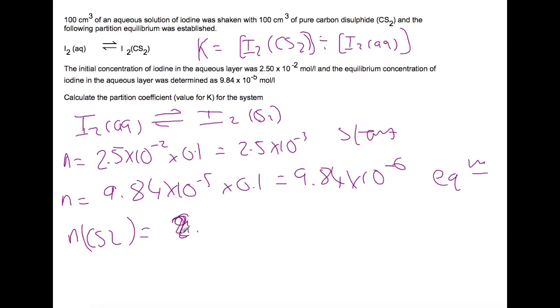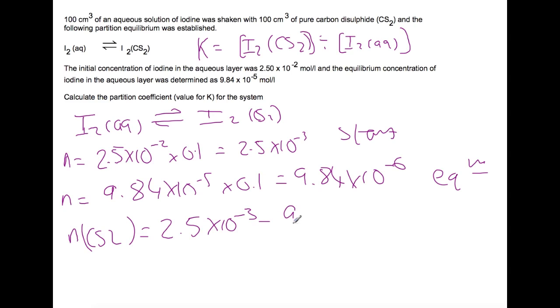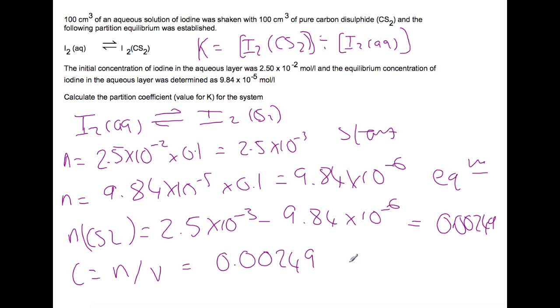So if we take our initial moles of iodine, 2.5 times 10 to the minus 3, and take away the number of moles that we know is in the aqueous layer, then we will find the number of moles within the CS2 layer. We need this as concentration, so we need to do moles divided by volume. The CS2 layer also has a volume of 0.1. So we have a concentration of 0.0249 moles per litre.